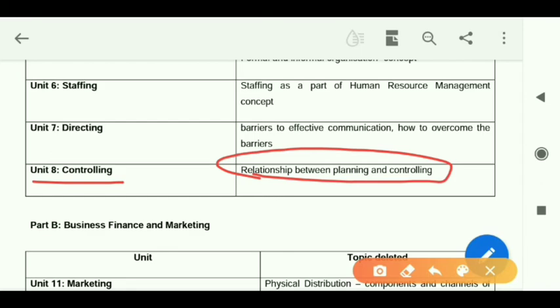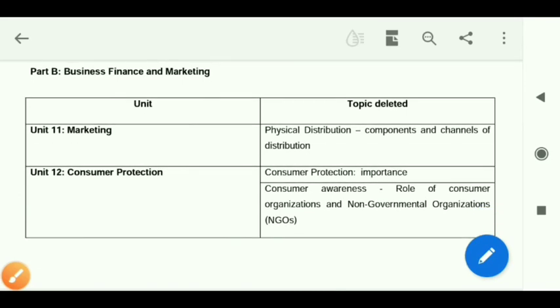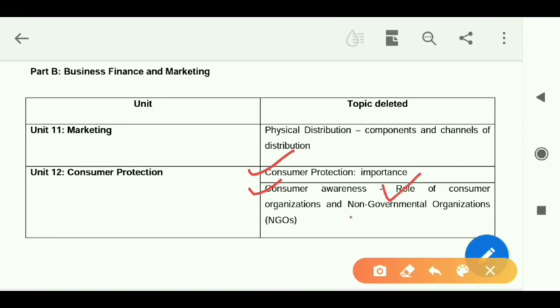Now moving on to part B, changes are only made in chapter 11 and chapter 12. In chapter 11, the components and channels of distribution are removed. And if we come to chapter 12, that is consumer protection, the importance of consumer protection is removed. And how can we spread consumer awareness? What is the role of consumer organizations? What is the role of the NGOs? These portions have been removed.